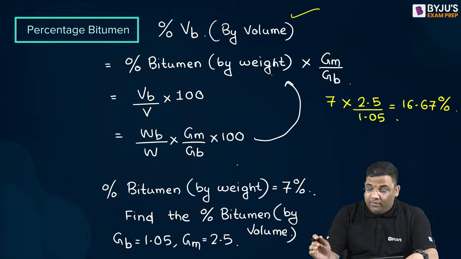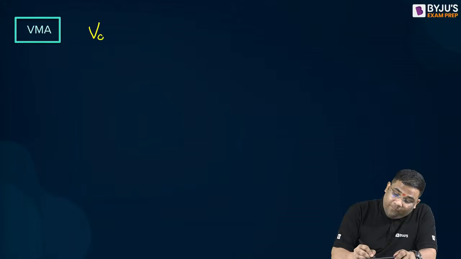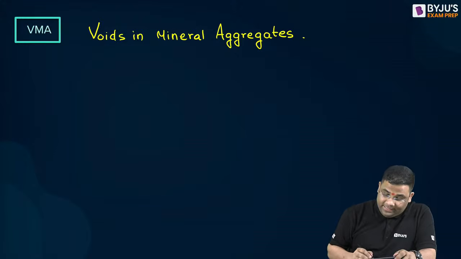Okay, very good. Next is VMA. What is this VMA? This is voids in mineral aggregates. This is the voids in mineral aggregates.